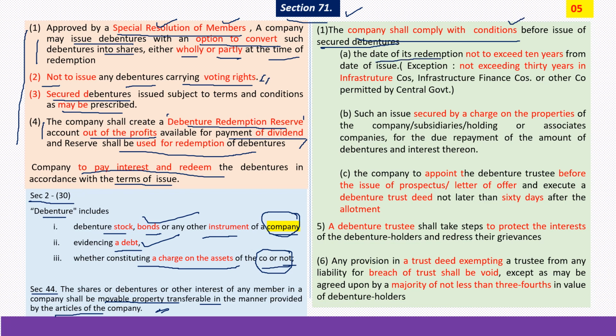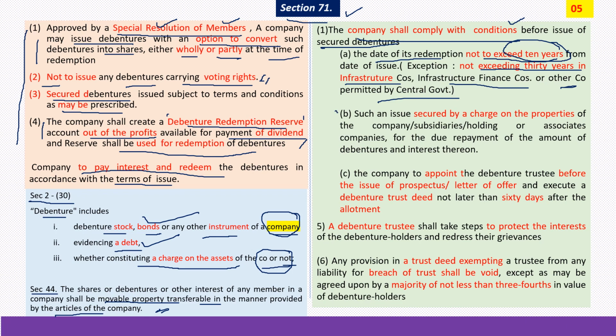The date of its redemption not to exceed 10 years. Means it has to be redeemed at the end of 10 years. It cannot go beyond that. But it gives an exception also. In case of infrastructure companies or infrastructure finance companies or other companies as permitted by central government, it can go up to 30 years. Duration of debenture exceptionally could go to 30 years, but in the normal course, it cannot exceed 10 years.